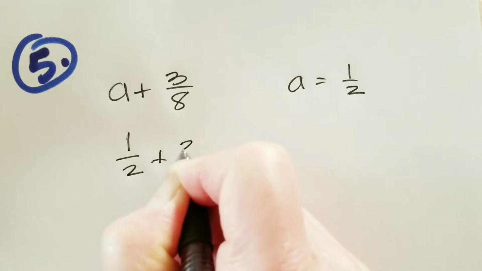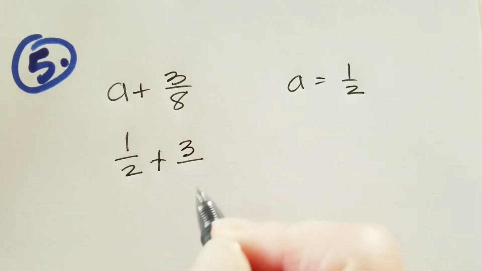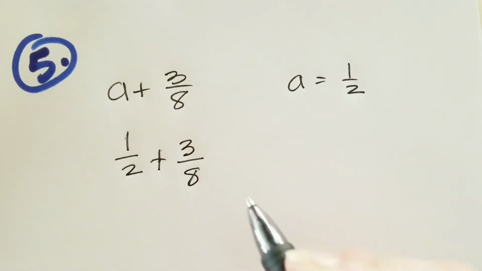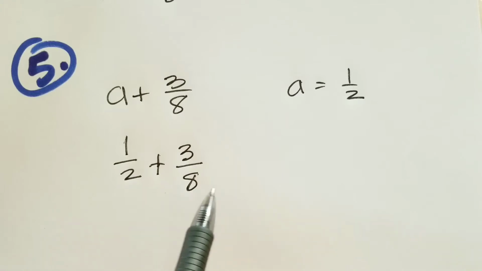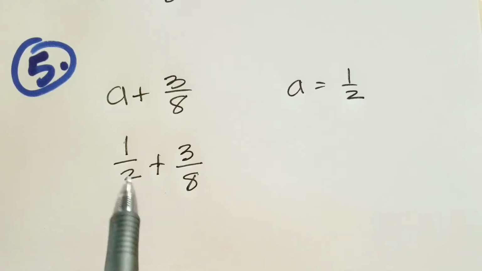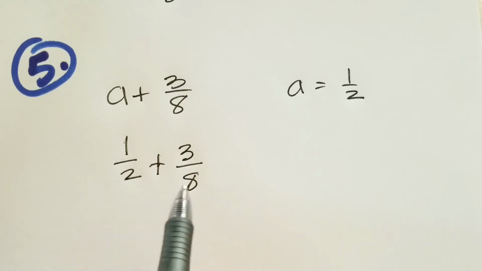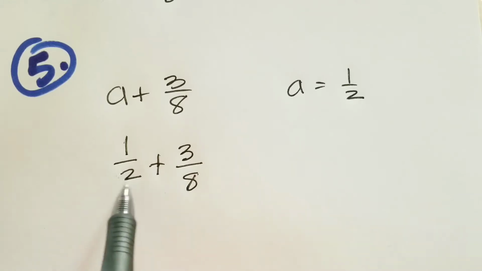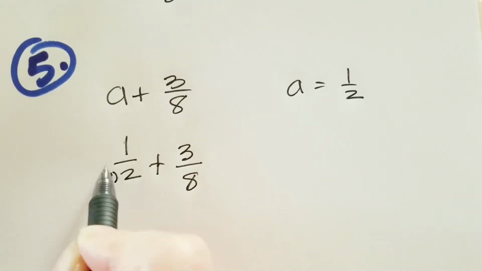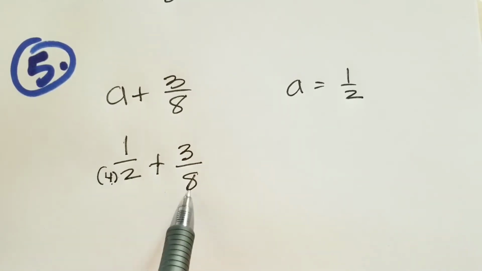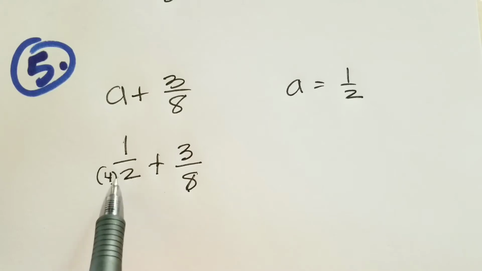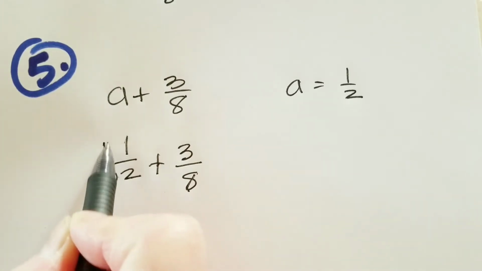Now your expression is 1/2 plus 3/8. And we do not have common denominators here, so we need to make 2 over here a common with 8. So how would we do that? How do we turn 2 into 8? Well, we're going to have to multiply it times 4, right? Because 4 times 2 is 8. But we can't just do that. What we do to the denominator, we need to do to the numerator.